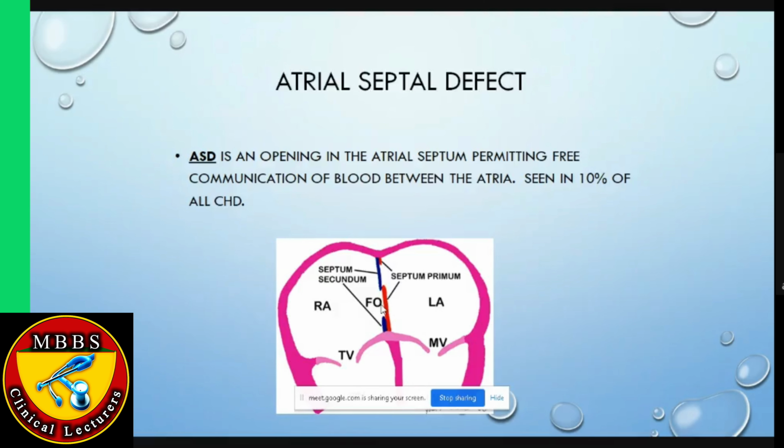Now, when we talk about the atrial septal defect, that means during the formation of the septum, there is a defect which occurs in this line, which leads to the free communication of the flow of blood between the two atria, and this accounts for about 10% of all the congenital heart diseases. So the atrial septal defect is simply an opening in the atrial septum, permitting the free communication of the flow of blood between the two atria.